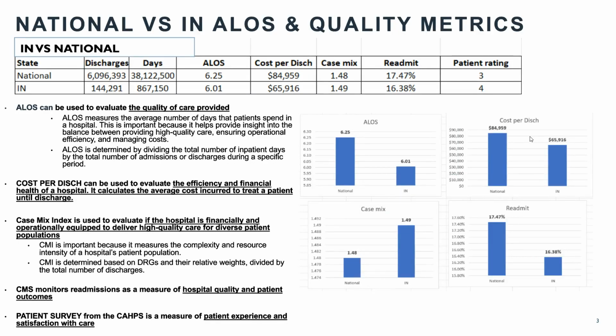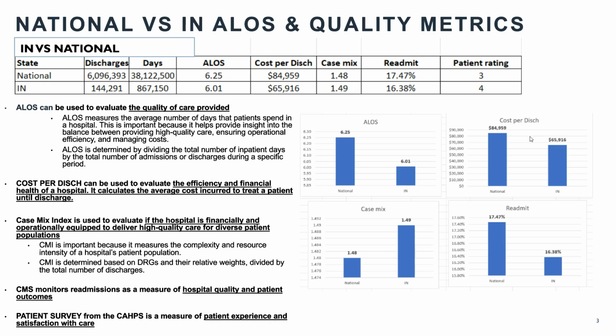National versus Indiana in average length of stay and quality metrics. Average length of stay can be used to evaluate the quality of care provided. Average length of stay measures the average number of days that patients spend in a hospital. This is important because it helps provide insight into the balance between providing high quality care, ensuring operational efficiency, and managing costs. Average length of stay is determined by dividing the total number of inpatient days by the total number of admissions or discharges during a specific period.